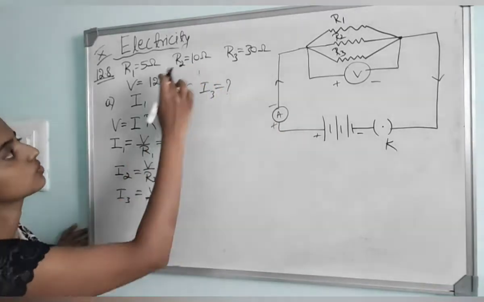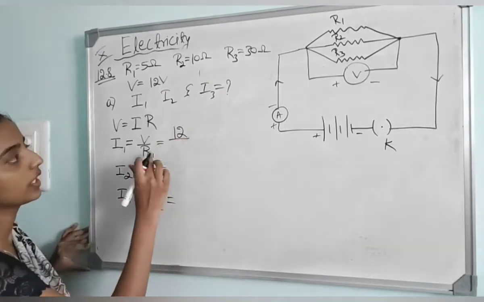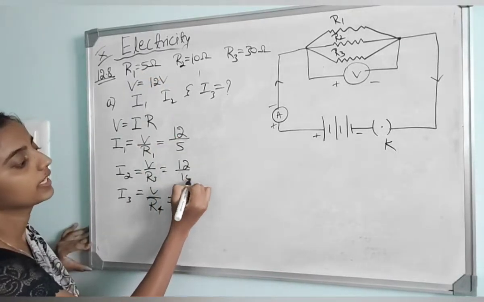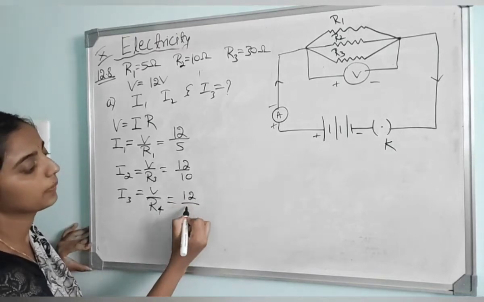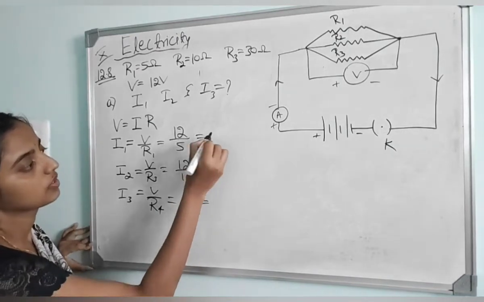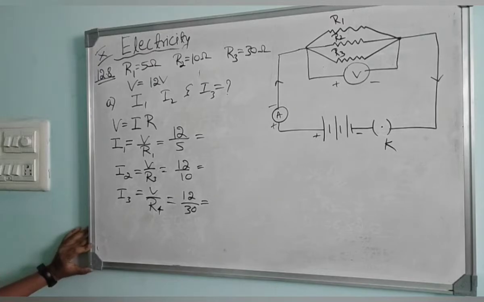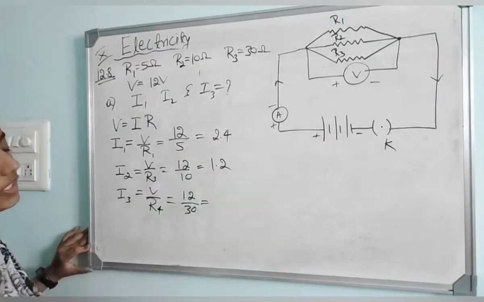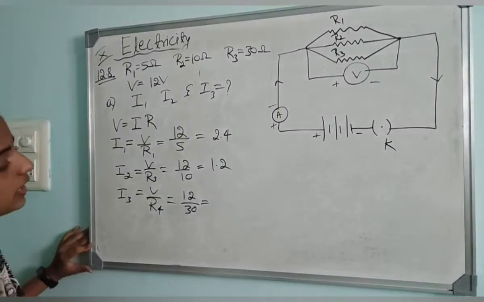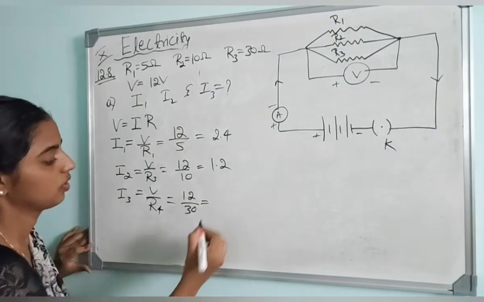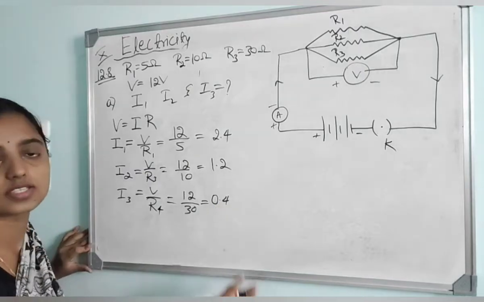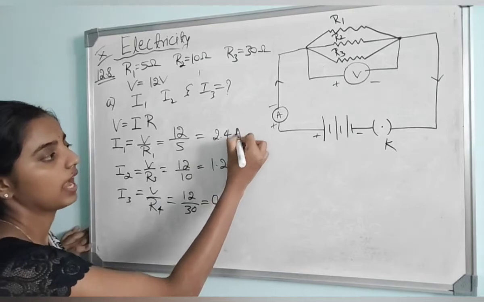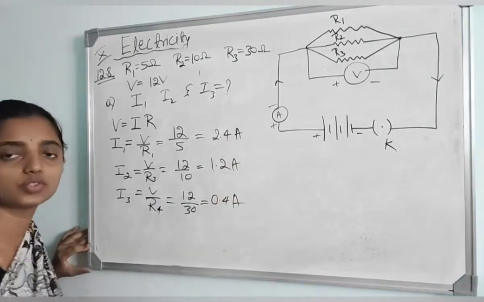What is V? So here we have 12 divided by, what is R1? 5. So next is what? 12 divided by 10, 12 divided by 30. So calculate and see how much you will get. So here we will get 2.4 and 1.2, and in the last case here we will get 0.4, and this is incomplete without an SI unit. The SI unit of current is what? Ampere.